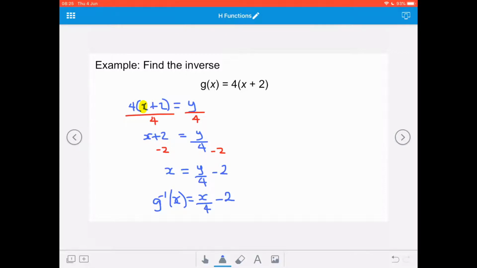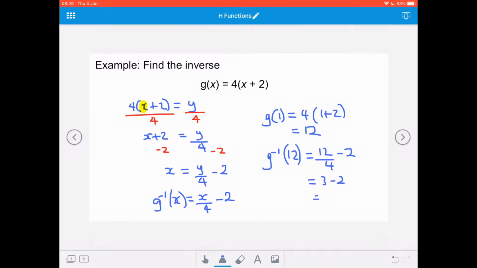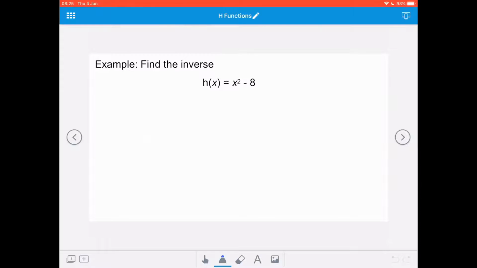This time let's substitute in x equals 1. So g of 1 is going to be 4 multiplied by 1 plus 2, which is 4 times 3, which is 12. And if we put g to the negative 1 of 12, so our inverse function of 12 is going to give us 12 over 4 take away 2, which gives us 3 take away 2, which gives us 1, which takes us back to our initial value that we substituted into g of x.